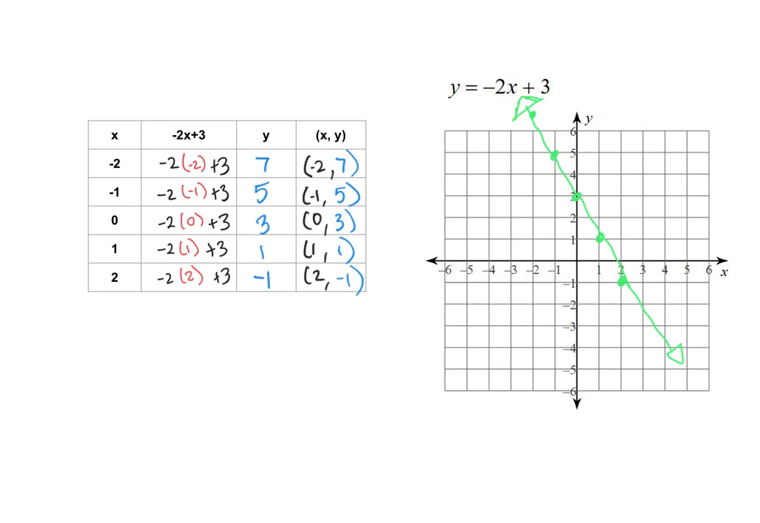After you plug in the x's into your equation, you should end up with y equal to 7, 5, 3, 1, and -1. And then you can plot the ordered pairs to create that line. You may notice that after a while, there's a certain pattern where the numbers are either increasing or decreasing by a certain number. That's actually a special thing that we're going to discuss in a later lesson.